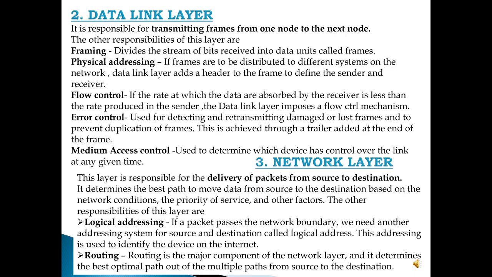So when we talk about logical addressing, if a packet passes the network boundary, we need another addressing system for source and destination called logical address. This addressing is used to identify the device on the internet. When we talk about routing, routing is a major component of the network layer and it determines the best optimal path out of the multiple paths from source to the destination.